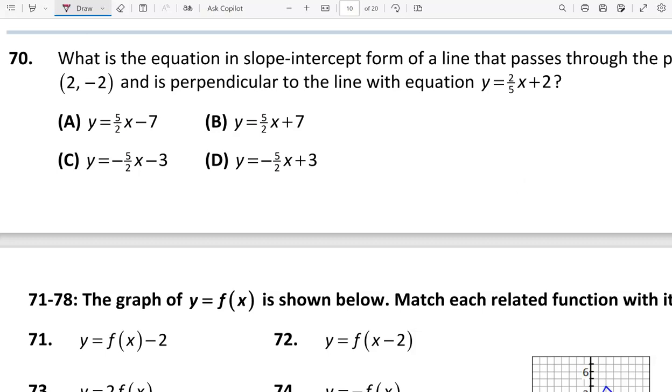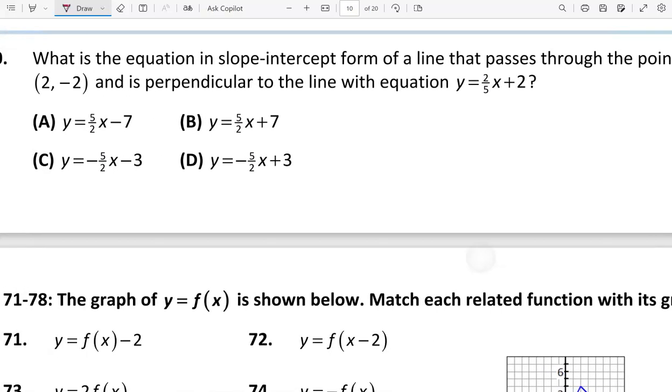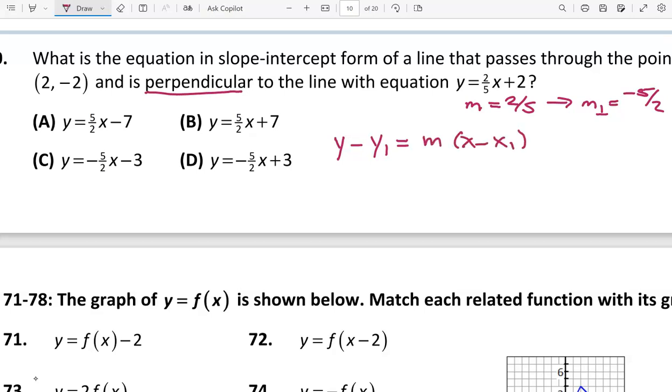In number 70, we're asked for the equation in slope-intercept form of a line that passes through a point 2, -2 and perpendicular to a given line. The given line has a slope of 2/5, so that means that a perpendicular line must have a slope of -5/2. Since we have the slope and a point that the line goes through, we're going to use the point-slope form of the equation. Point-slope form is y minus y1 is equal to m times x minus x1.